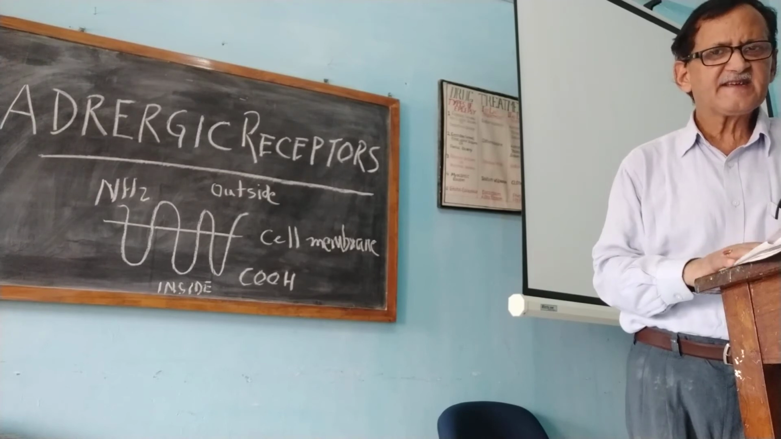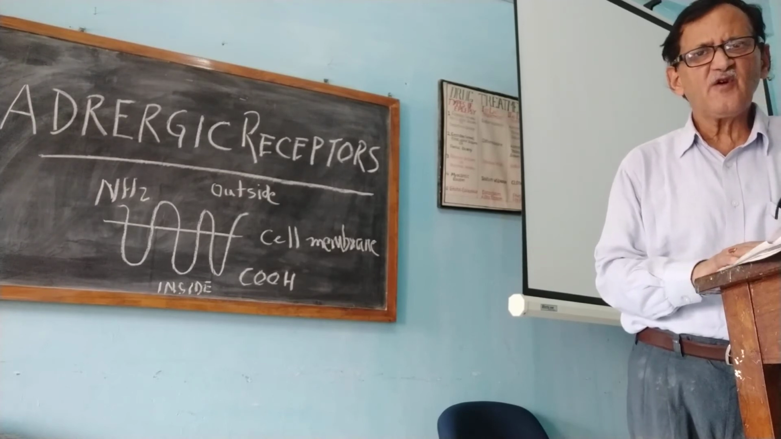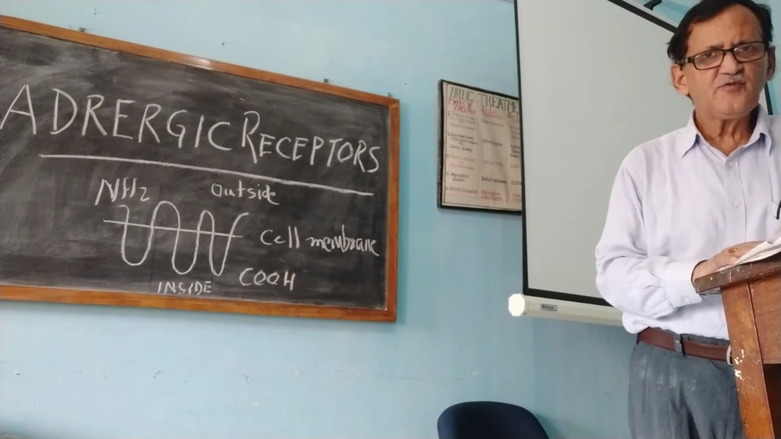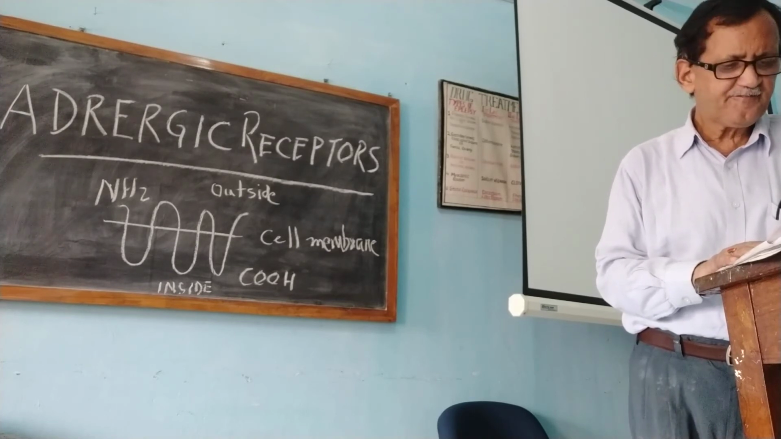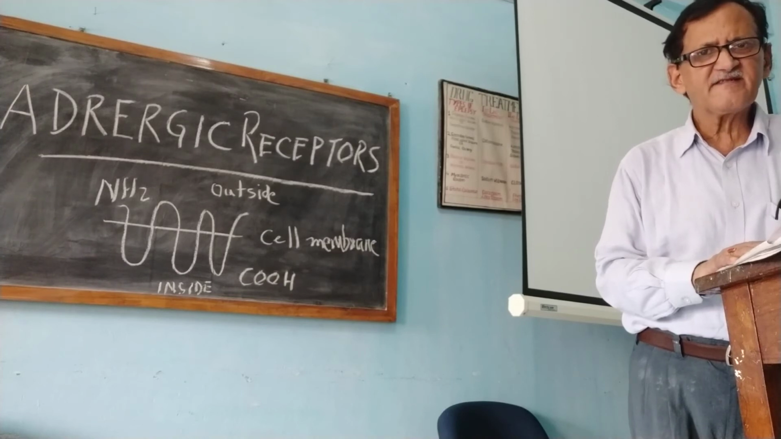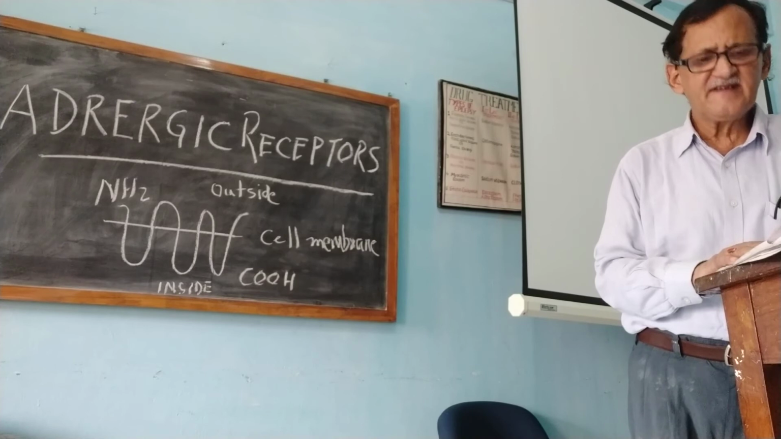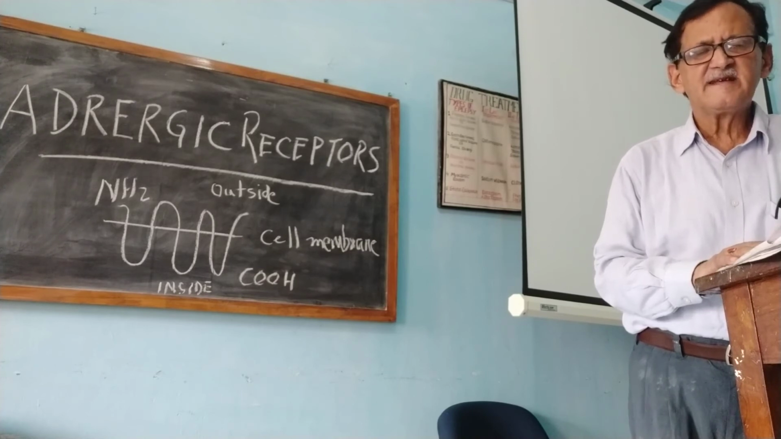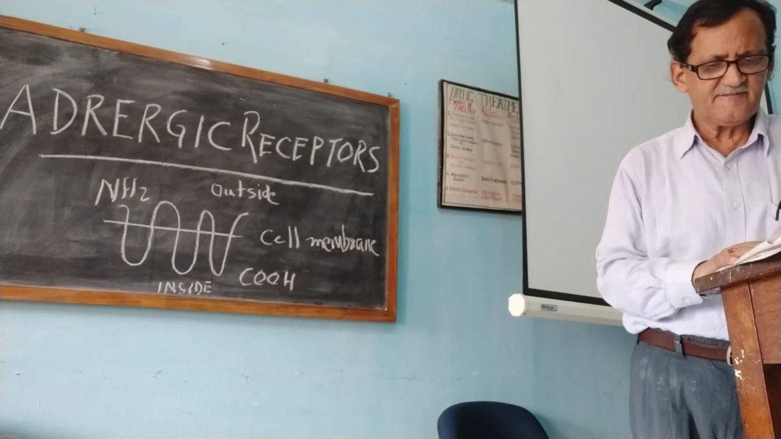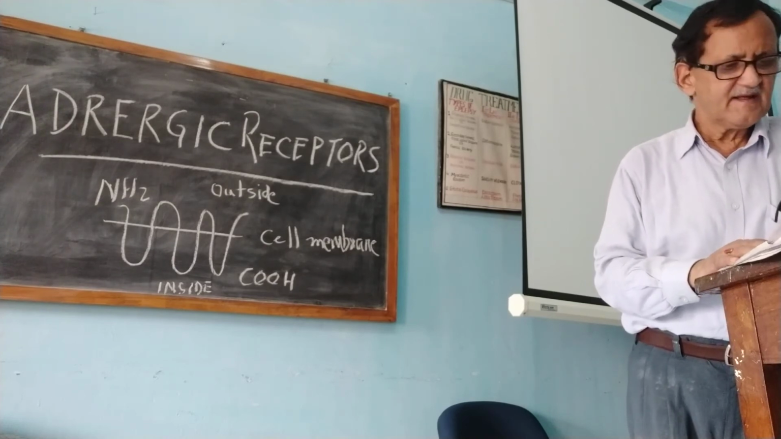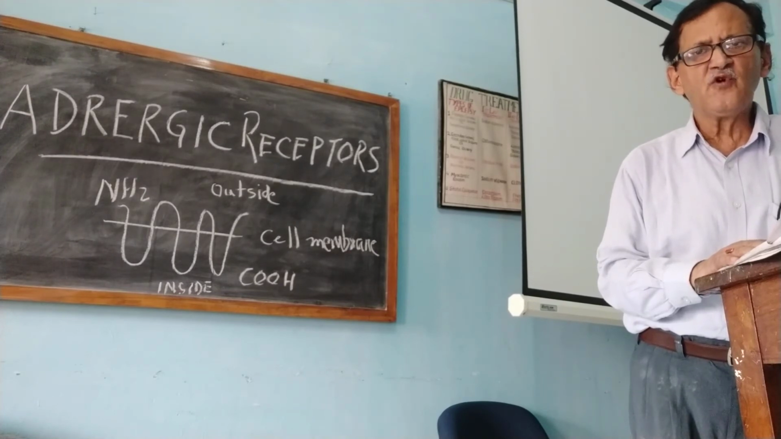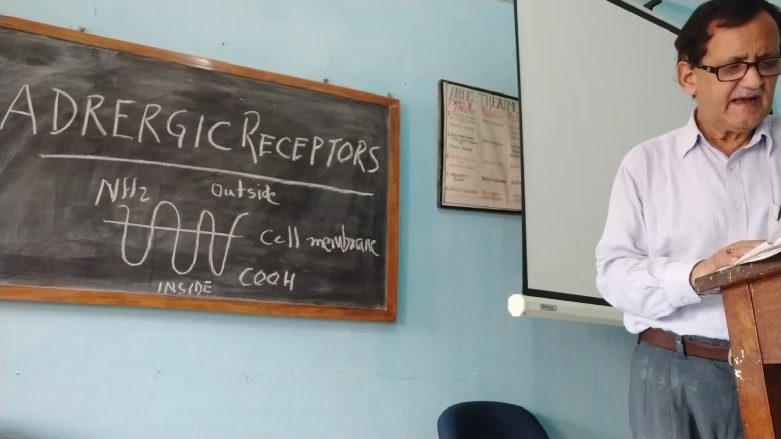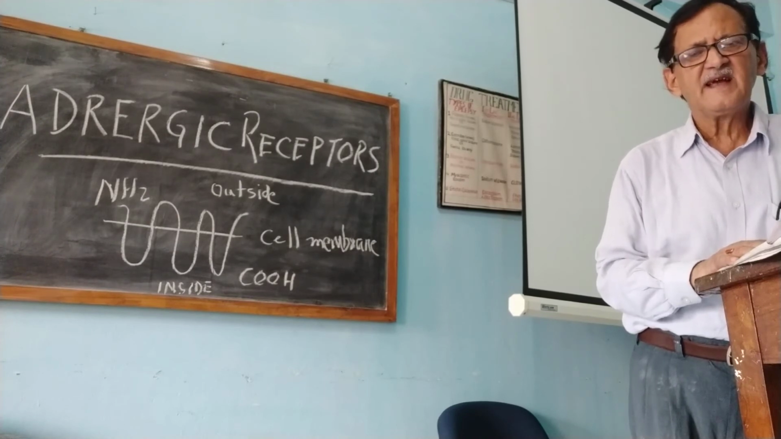So, actions are stimulation of central nervous system, it stimulates heart, there will be increase in cardiac output. On kidney, it increases renin, and upon fat cells, it increases lipolysis, and there will be increase in free fatty acids. Selective agonist for the beta 1 receptors is dobutamine, and selective antagonist is atenolol.